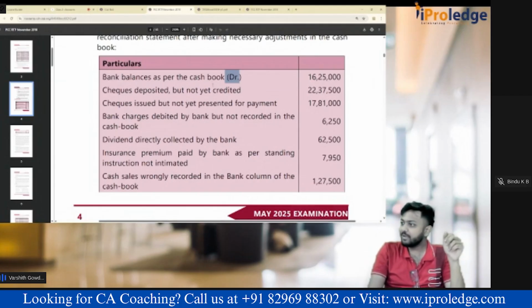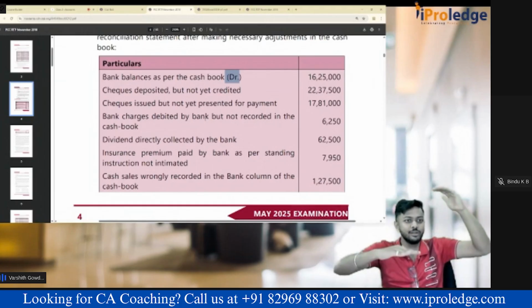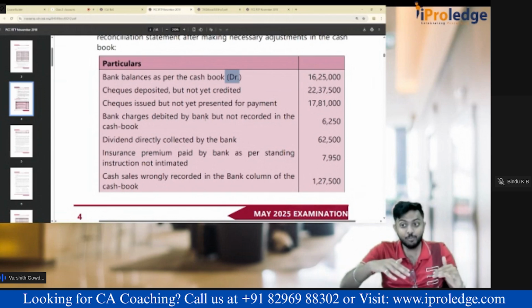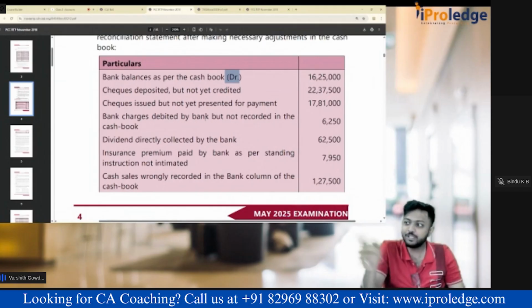Now first one BRS, second one BRS, third one it's adjusted cash book. So bank charges debited by the bank, not recorded in the cash book. Now you have to do the same thing. Bank charges directly debited, so your passbook is lesser, your cash book is more. We are doing BRS from the cash book angle, so we have to subtract. The cash book balance is decreasing, so credit. You will put this on the credit side: by bank charges 6,250 rupees.